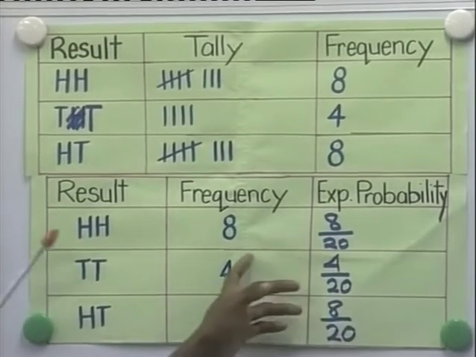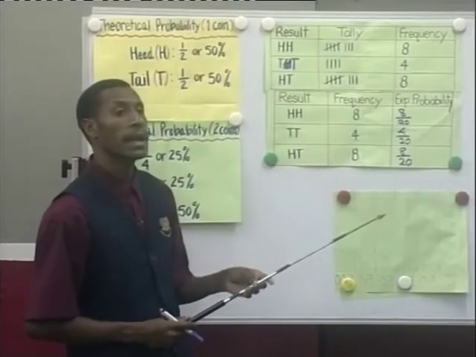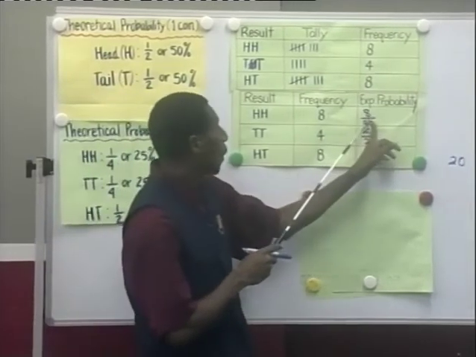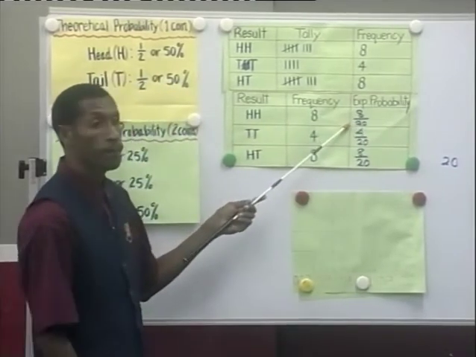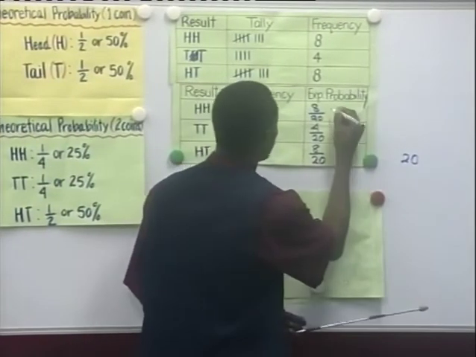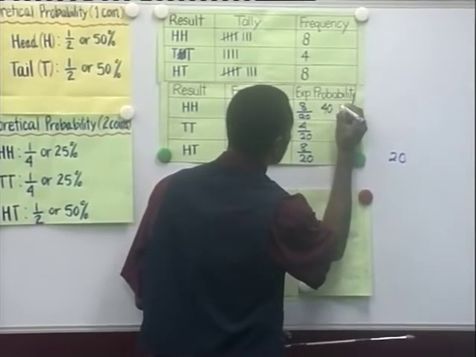Who's got the answer? Eddie? Eddie, what is the probability of this expressed as percentage? 40%. Good. It is 40%. So, the probability of head-head in percentage is 40%.